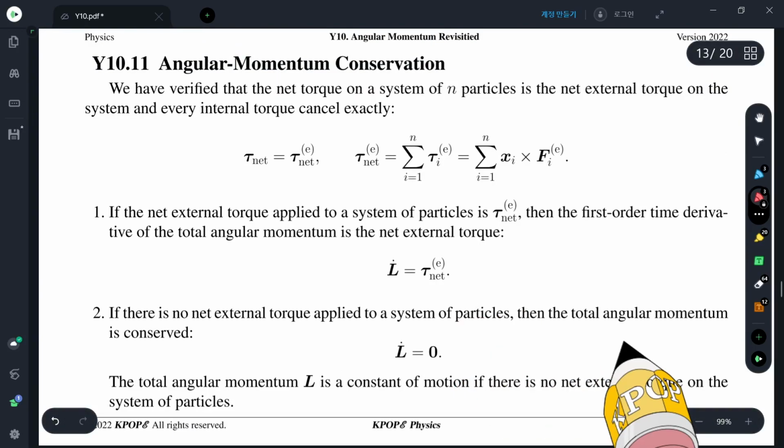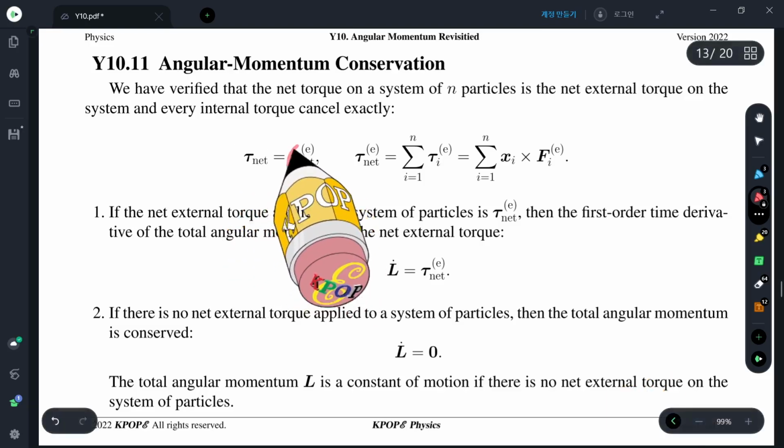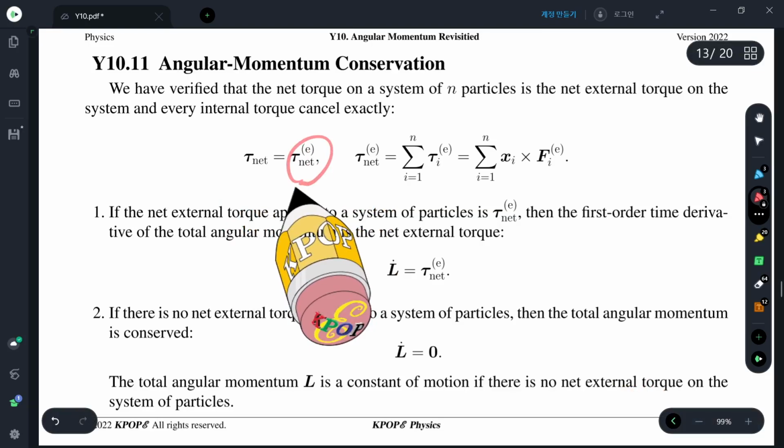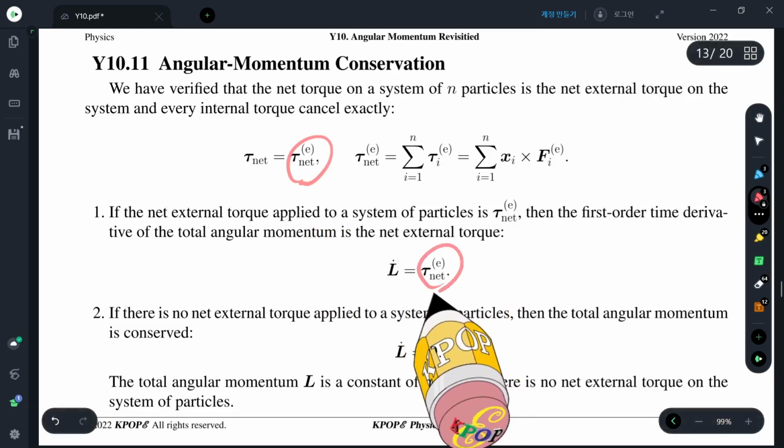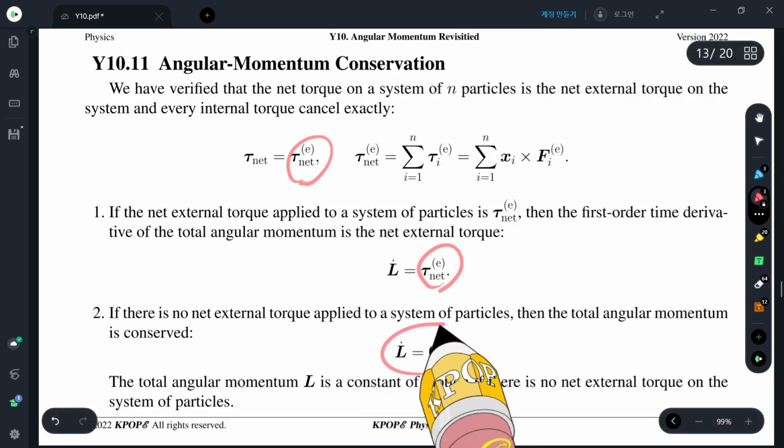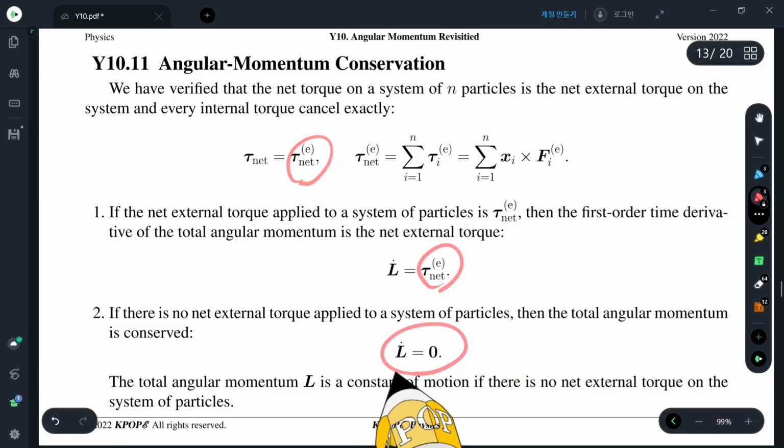Angular momentum conservation derives from these results. Net torque is only due to the external torque on the whole system. If there is no net torque on the system from external sources, then total angular momentum must be conserved.